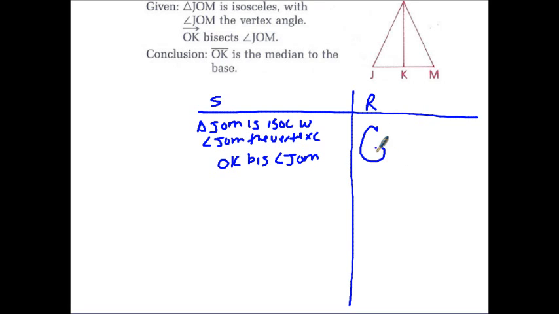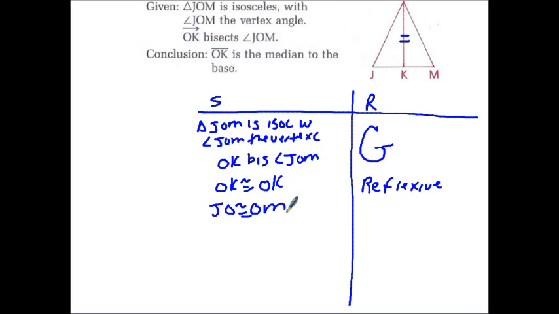Those are all given. Now, the first thing that I see between these two triangles is that I definitely have a reflexive side. I'm going to say that OK is congruent to OK, reflexive. And put in my tick marks. Next, I'm going to go off of my first keyword, isosceles. By definition, isosceles means congruent sides. So if JOM is my vertex angle, those sides that are congruent, those legs, are going to be sides JO and OM. The reason? Definition of isosceles. I'm going to put those markings in.